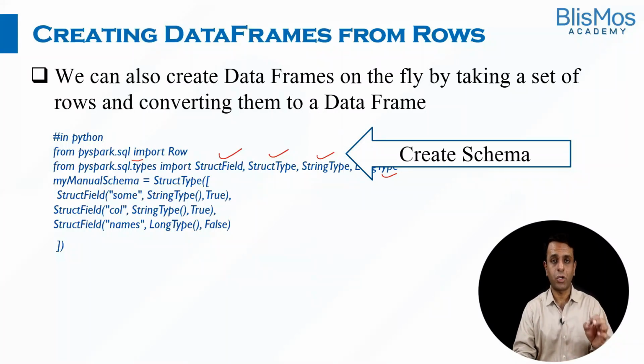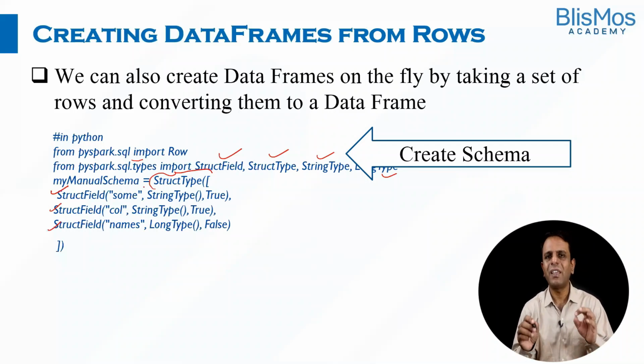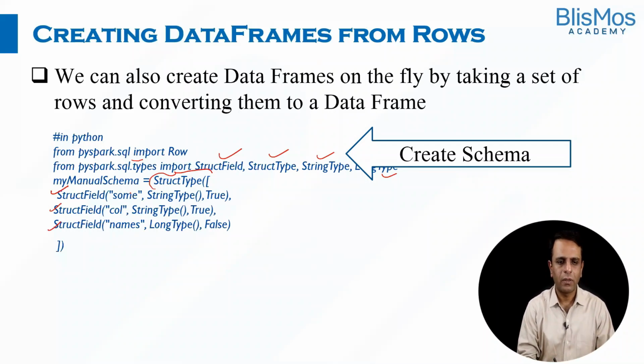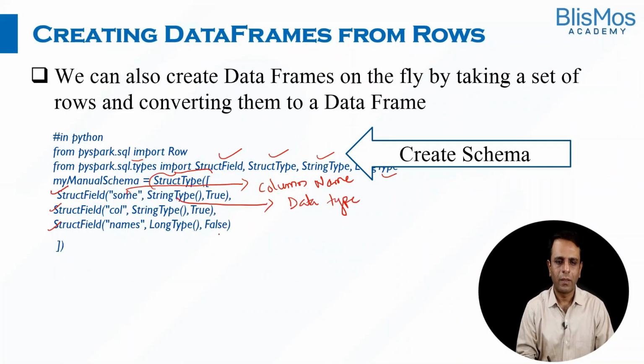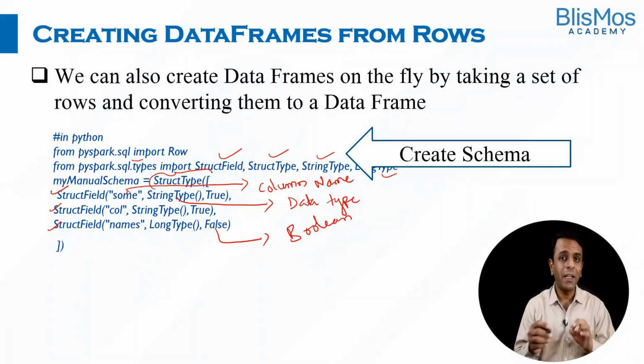And as we have already understood, how do we create the schema? By using the StructType. In StructType, we have StructFields. In StructFields, we have three important things. First thing is the column name. The second thing is the data type. The third one is Boolean. You need to provide these three things as a part of the StructField. Depending upon how many columns you want to create, you can provide that many StructFields. In this case, we are trying to create 3 columns.